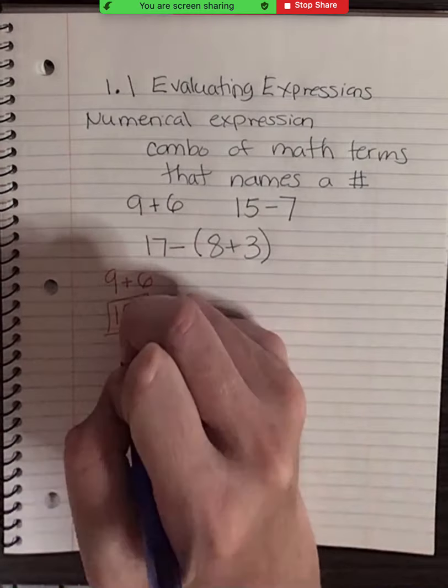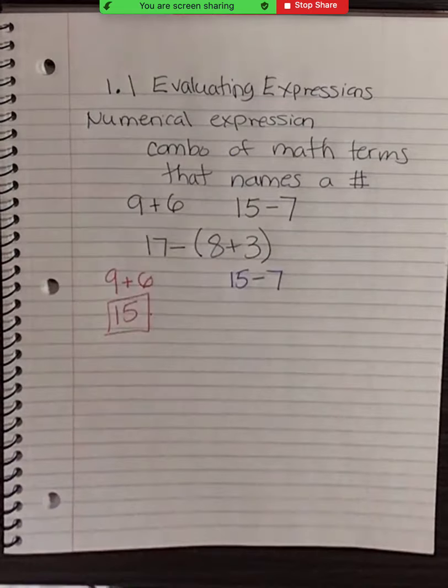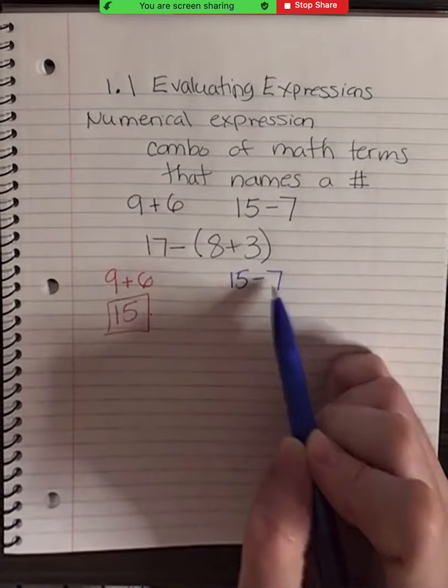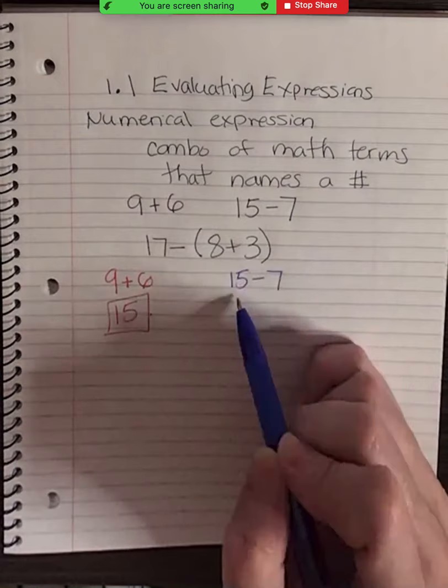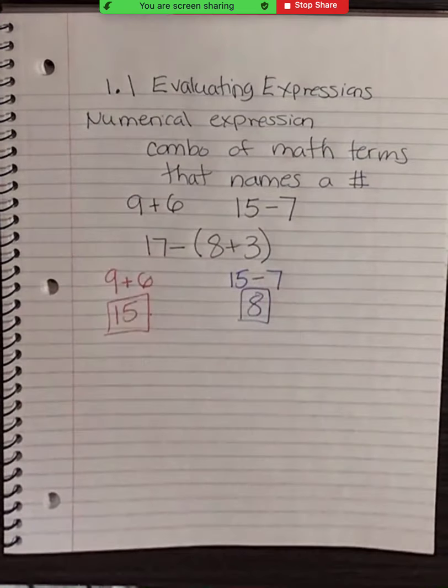Okay. The next one, right? 15 minus 7. We're looking to see what that names, okay? Well, numbers and an operation, so just figure out what 15 taking 7 away is. It gives you 8. So we evaluated the expression, okay? In this very first lesson, your expressions are just going to contain addition and subtraction. There's not going to be anything different for you, okay? It's the only operations we have, okay?